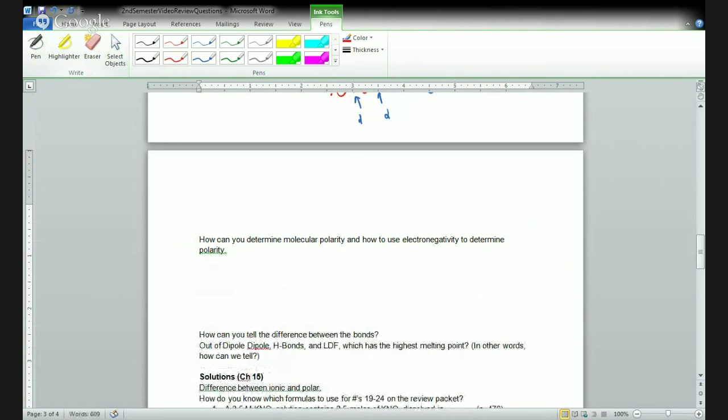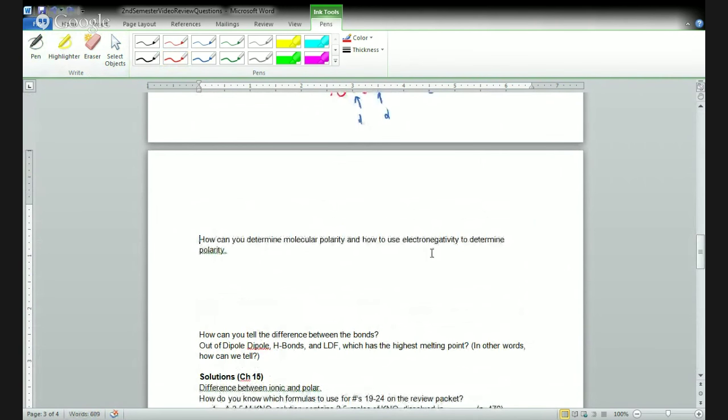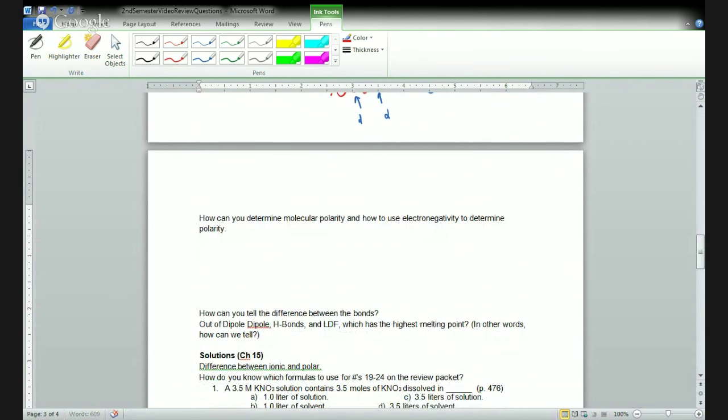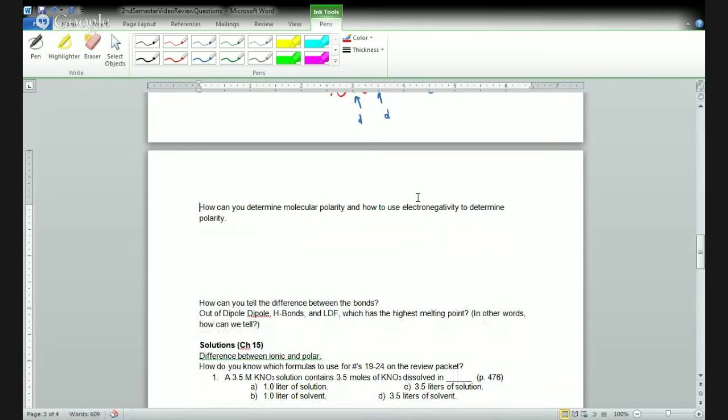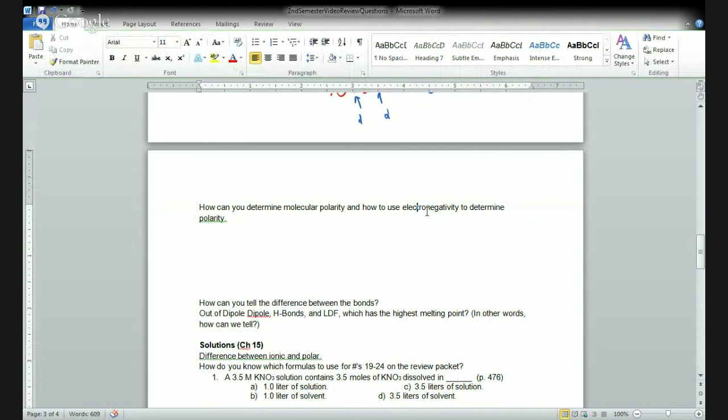How can you determine molecular polarity, and how can you use electronegativity to determine polarity? So on your test tomorrow, or whether it's tomorrow, the next day, or whatever, it doesn't really matter when your test is, you will get all the electronegativity numbers that you need. So this is not something that you need to memorize. This is something that will be provided for you on your exam.